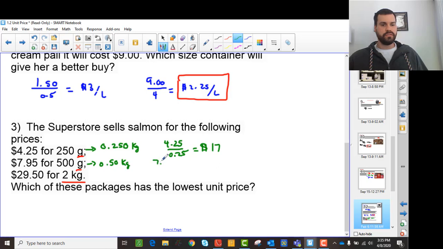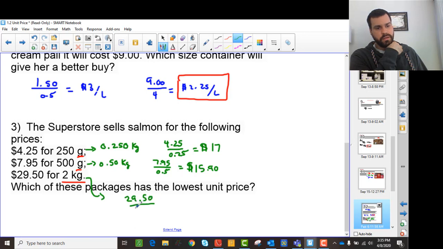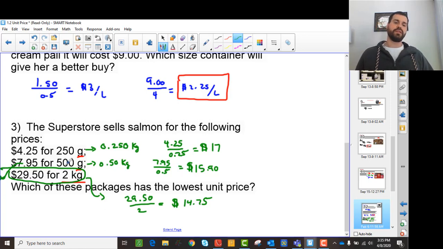And then we divide 795 by 0.5. And that gives you $15.90. And then I'll jump down here for the last one. You take $29.50 and divide it by 2. And that gives you $14.75. So which one has the lowest price? This guy does. Okay, he gets the check mark. And you'll notice again, or I'll circle it maybe, that the bigger the quantity, the better the unit price. That still holds true.